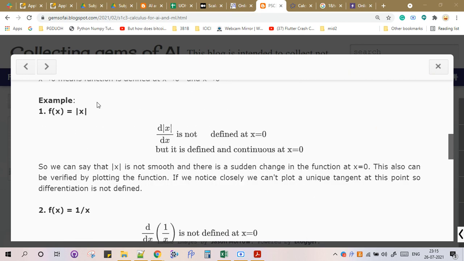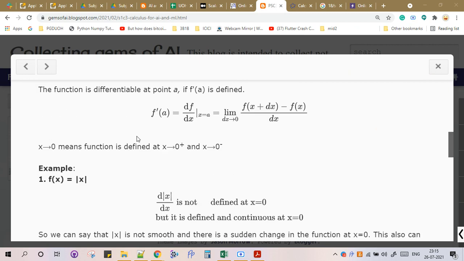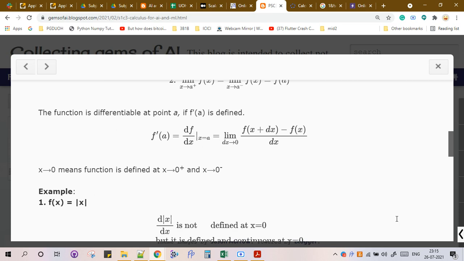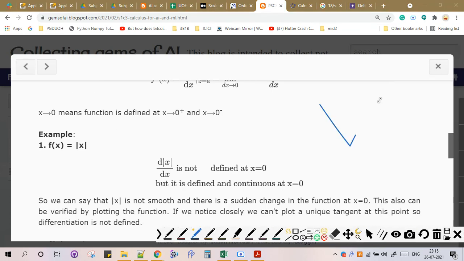So let's take one example, mod x, right? If you take x equal to 0, f of 0 is equal to 0, and it is also continuous because there is no breakage. It is a V-like shape, like this. So it is defined and continuous at 0, but it is not differentiable at x equal to 0. So d mod x by dx is not differentiable. Why? Because it is rapidly changing. It should always be smooth.